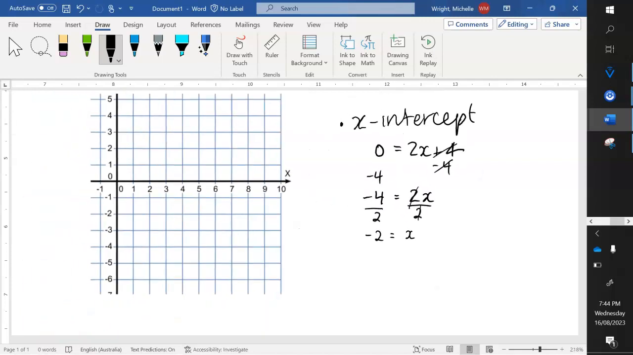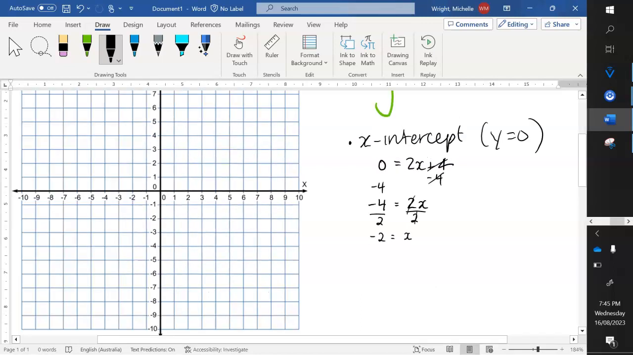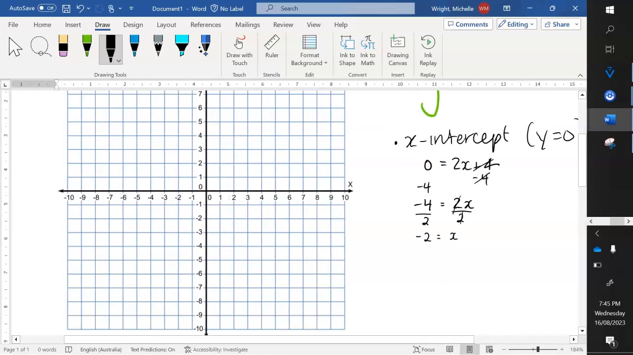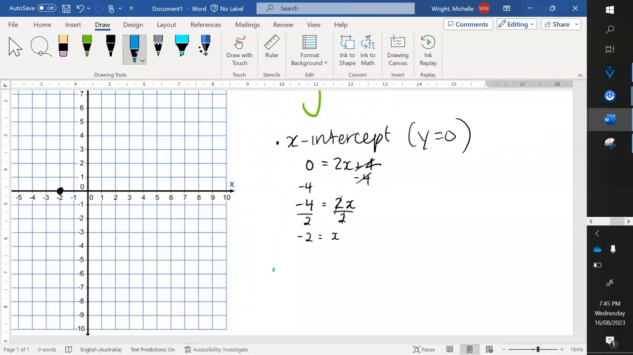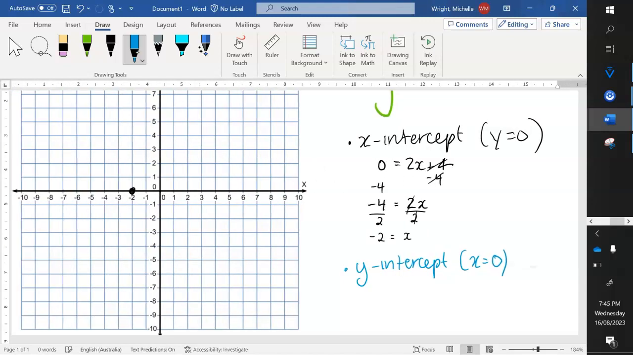So what have we got? We've got our first point, the x-intercept. The x-intercept happens at minus 2. That's my first dot. I now need one more dot to draw my line. And that dot is going to be my y-intercept. My y-intercept happens when x is 0. So this is my y-axis. Okay, that's where my y-intercept happens. It happens at the point where x is 0.